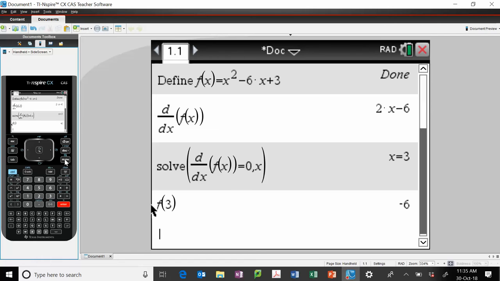So I did everything you just did with me with a calculator. Define the function, find the derivative, solve the derivative equals 0. I found where x is, and to find y, I go back into the original. So f of 3 gives negative 6. I know the coordinates are 3, negative 6.